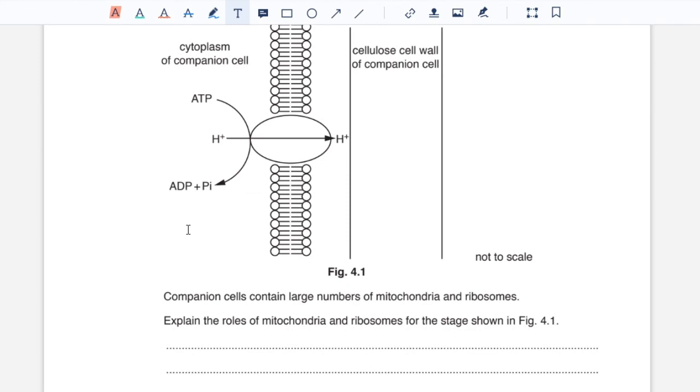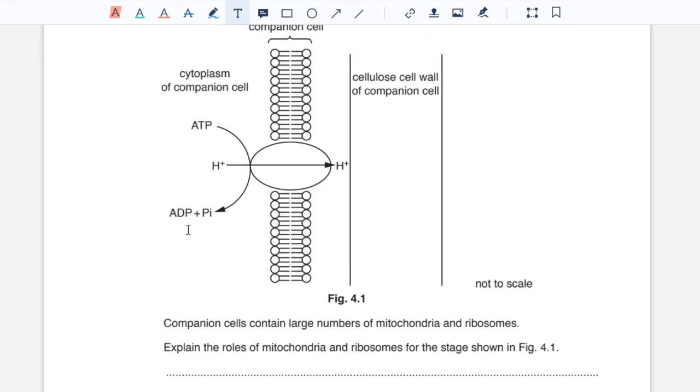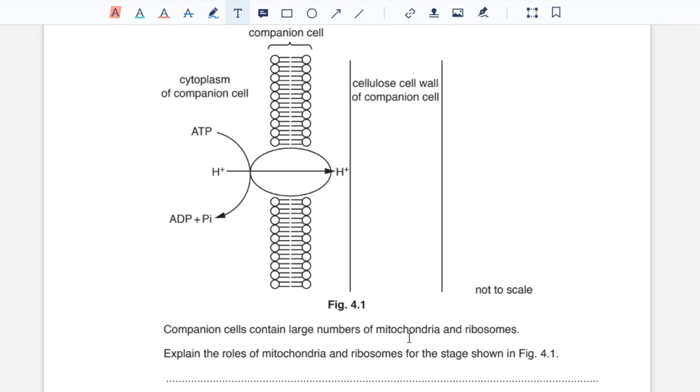Companion cells contain large numbers of mitochondria and ribosomes. Explain the roles of mitochondria and ribosomes for the stage shown in figure 4.1. So mitochondria are required to provide energy or ATP for active transport of hydrogen ions, and ribosomes would be required to synthesize the transport protein which is required to carry hydrogen ions from the cytoplasm into the cell walls. Since the transport is active transport, it requires a transport protein.